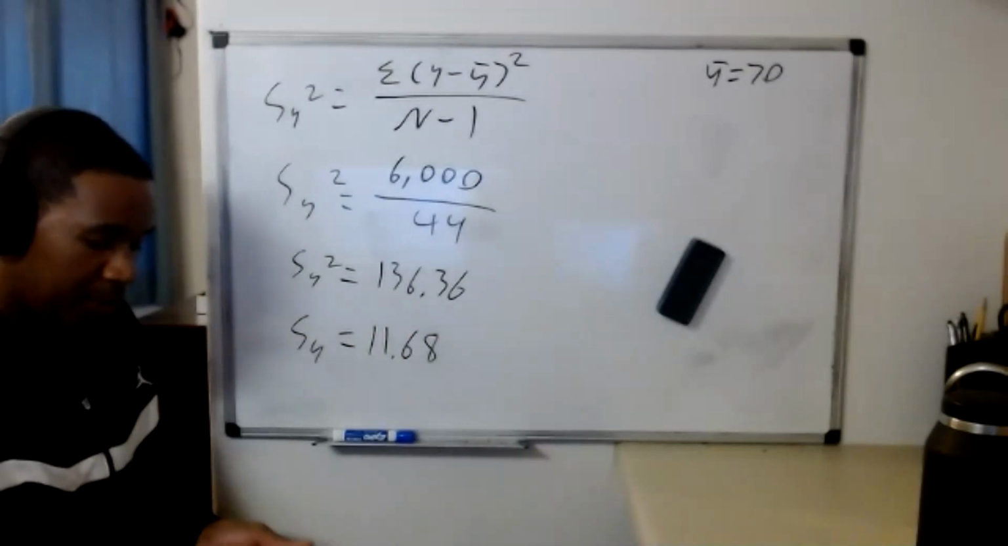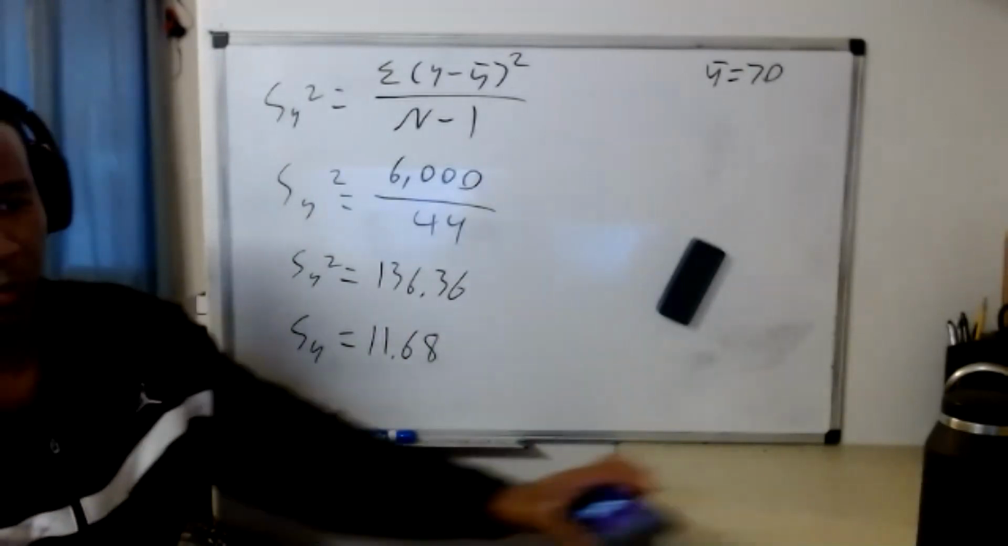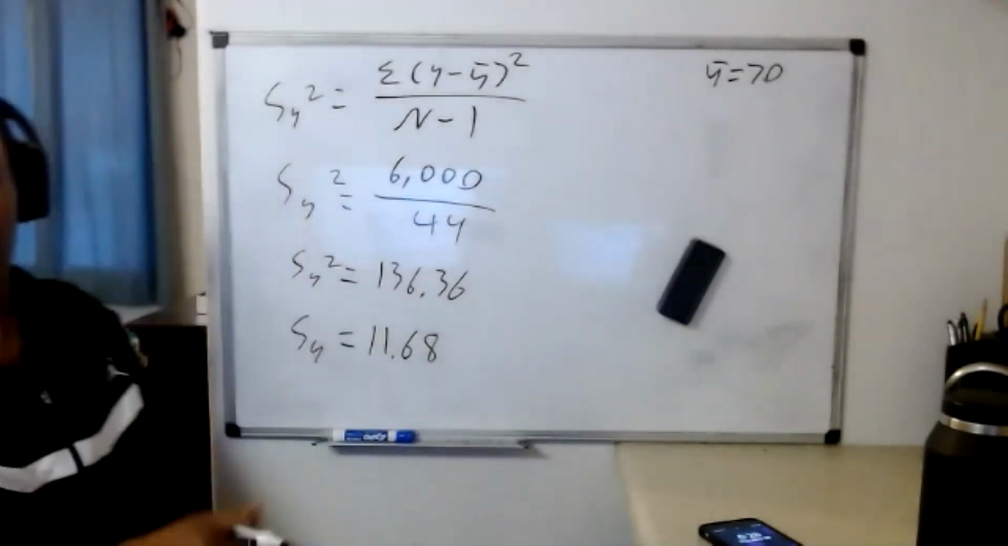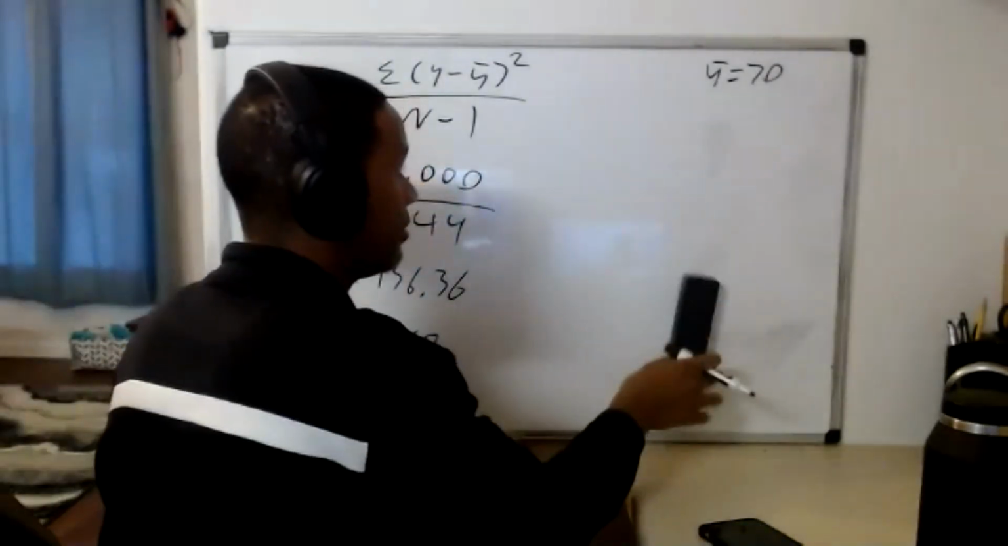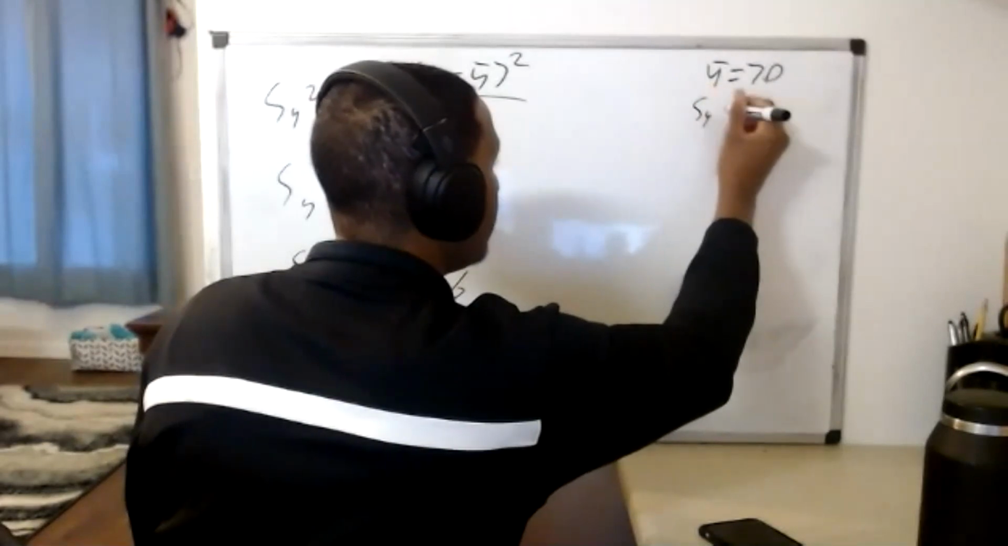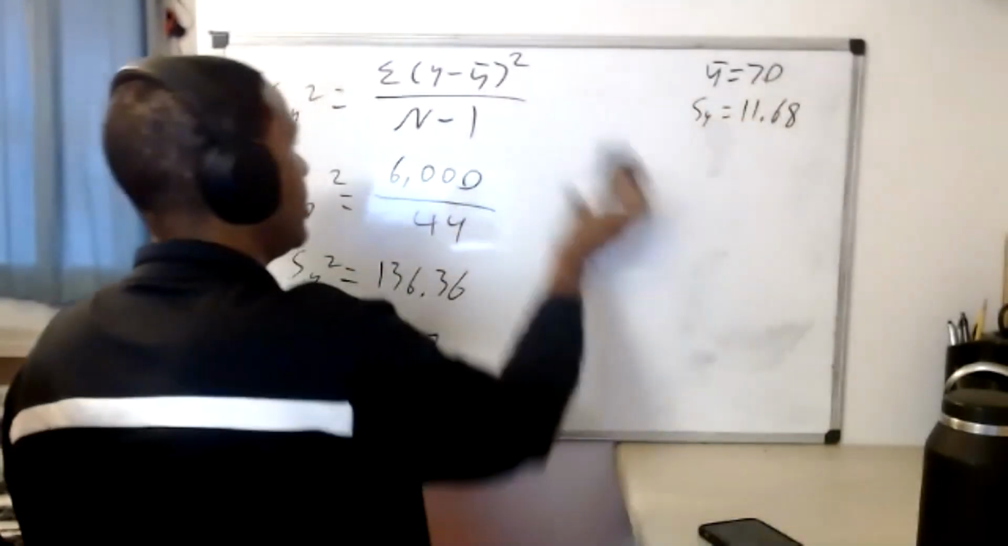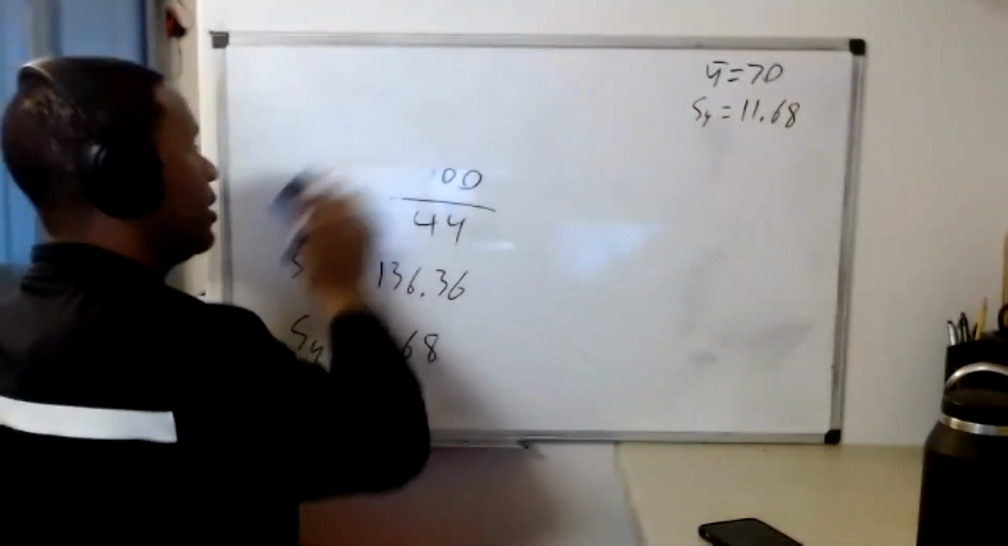So now we can calculate z-scores, because we have both the mean, which is 70, and the standard deviation, which is 11.68. These are the two numbers we'll be using for the rest of this lecture. The mean of 70 and the standard deviation of 11.68.